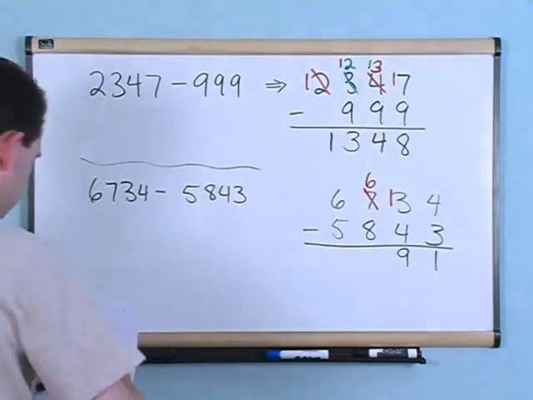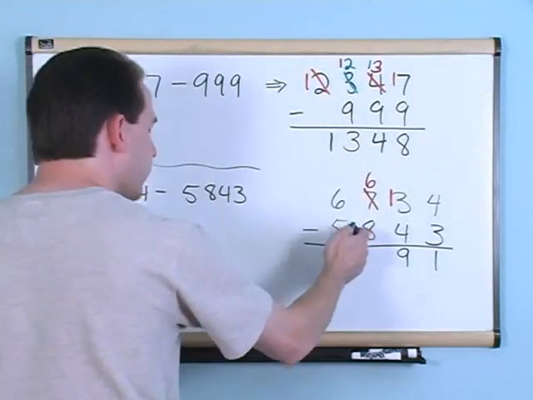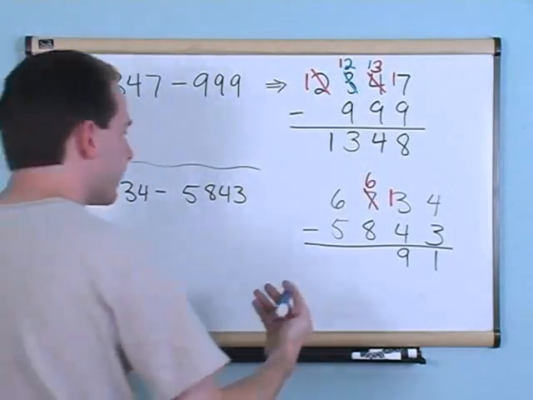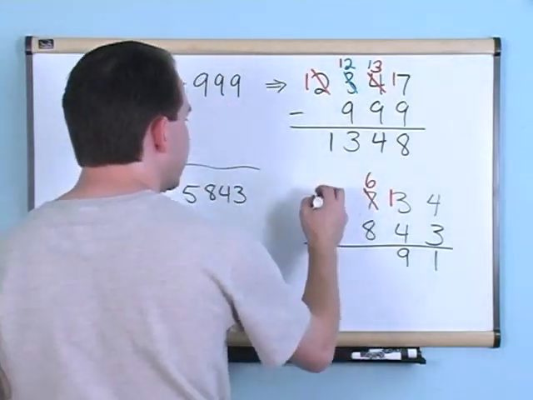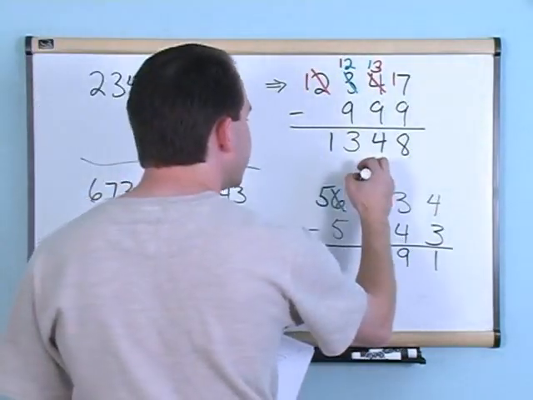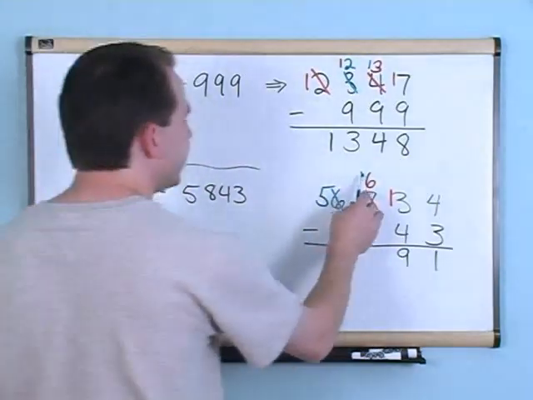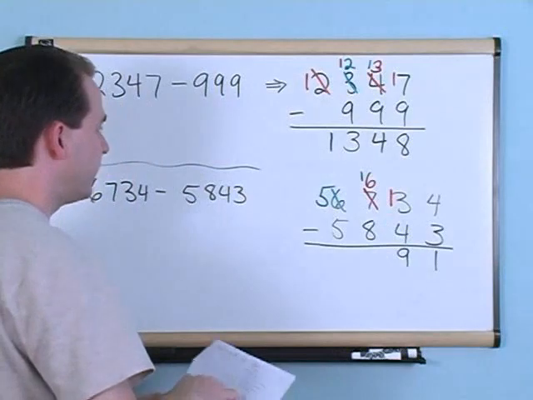6 minus 8. I have the same problem. I can't do that because this number is smaller and I've got to borrow. Where am I going to borrow from? I'm going to borrow from the digit to the left, making him a 5. The one that I took from here, I'm going to put in front of that 6, making it a 16. Okay? So now 16 minus 8 is going to be 8.